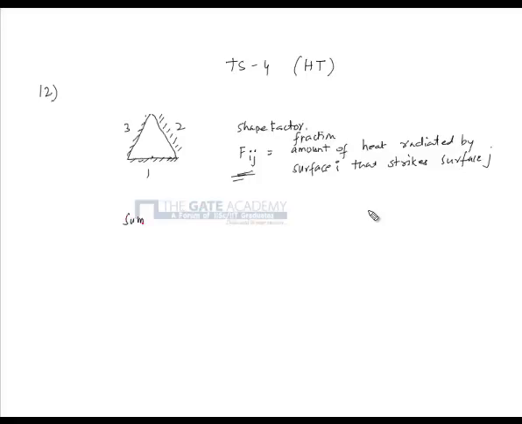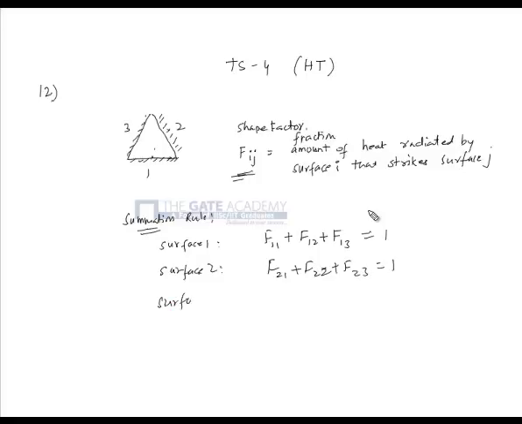So I can use the summation rule first for each of the surfaces. For surface 1, I can write F11 plus F12 plus F13. It means the heat emitted by 1 that strikes 1, plus that strikes 2, plus that strikes 3 has to be 1, because there are no other surfaces. This is all enclosed. Similarly for surface 2, F21 plus F22 plus F23 is equal to 1. And for surface 3, F31 plus F32 plus F33 is equal to 1.